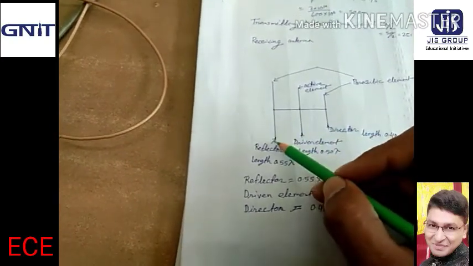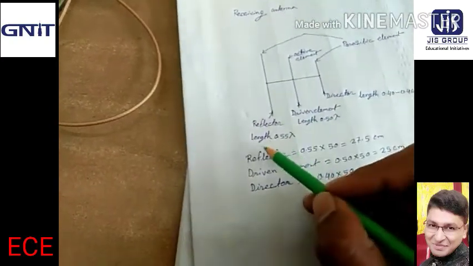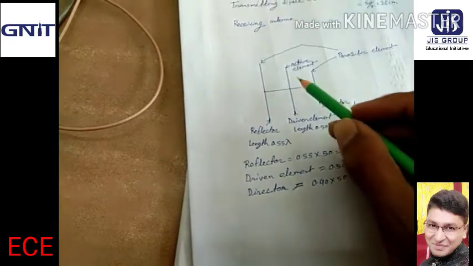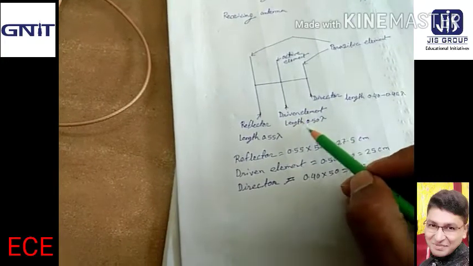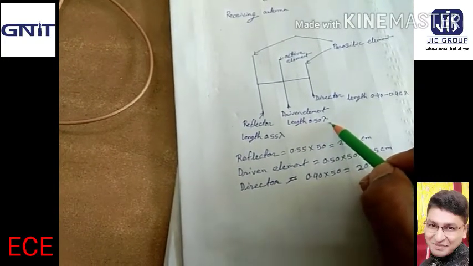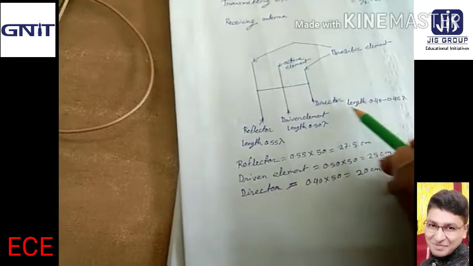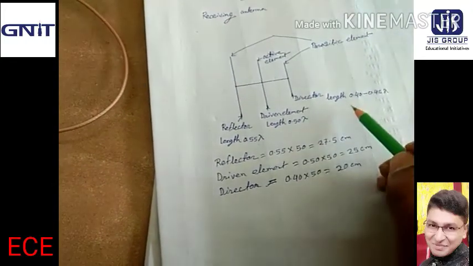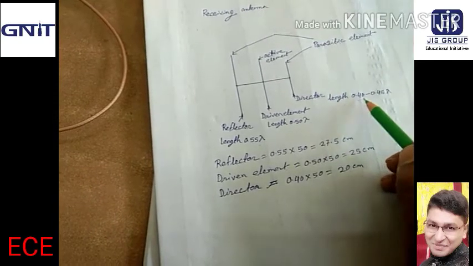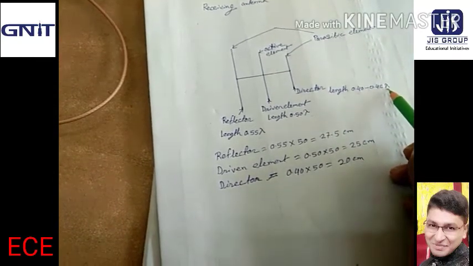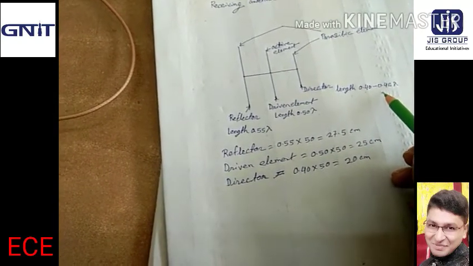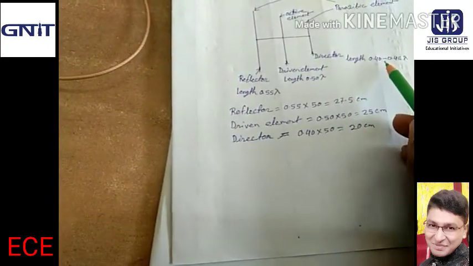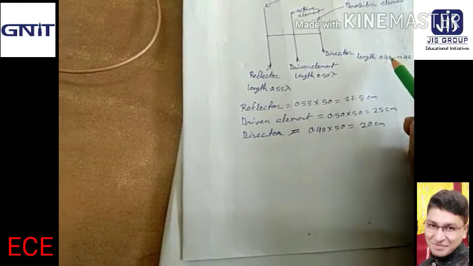This is our reflector. Reflector length is 0.55 lambda. This is our driven element. Driven element length is 0.5 lambda, and this is our director. Director length is 0.4 to 0.45 lambda. Now in this case the director is 0.4 lambda.